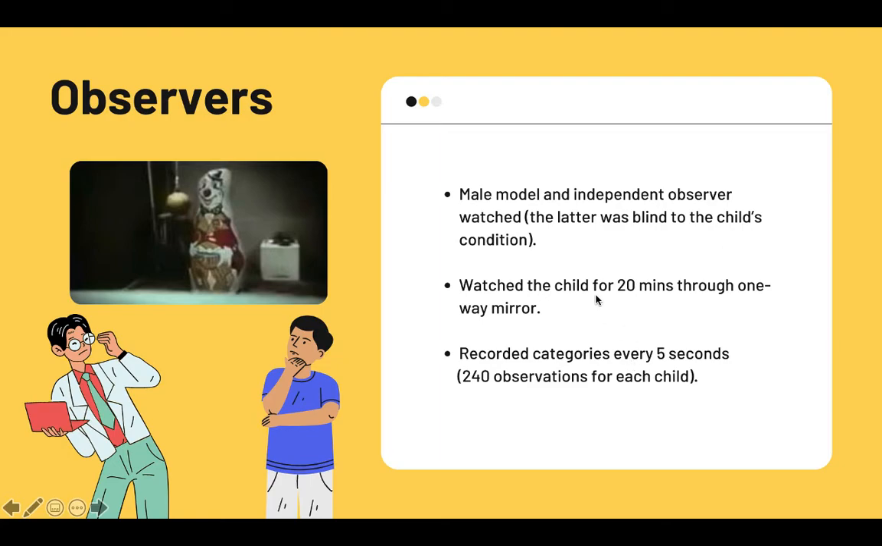Okay, so they watched the child for 20 minutes through a one-way mirror. So let's say this is the other room, this is the mirror, and there's the other room where they are observing. Okay, so they recorded categories every 5 seconds. So in these 5 seconds, what did they do? Another 5 seconds, what did they do? Okay, so 240 observations for each child. Remember, 20 minutes divided by 5 seconds, so 240 observations for each child.